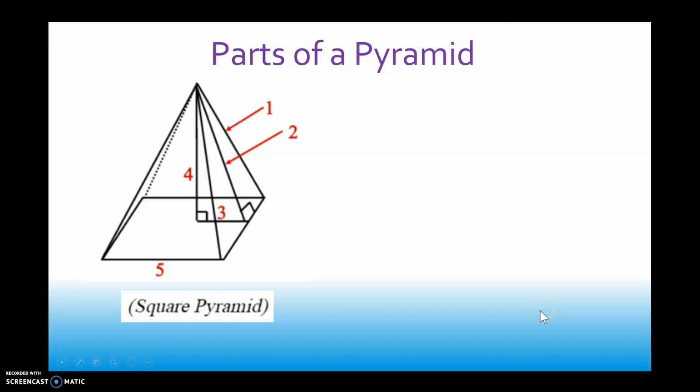In our square pyramid, this first guy is called a lateral edge. Your lateral edges are the sides that come up from your bottom and go up to meet the point. So you have 4 lateral edges in your pyramid. Right? They're the edges that come from the corners of your bottom up to the vertex. So these are our 4 lateral edges.